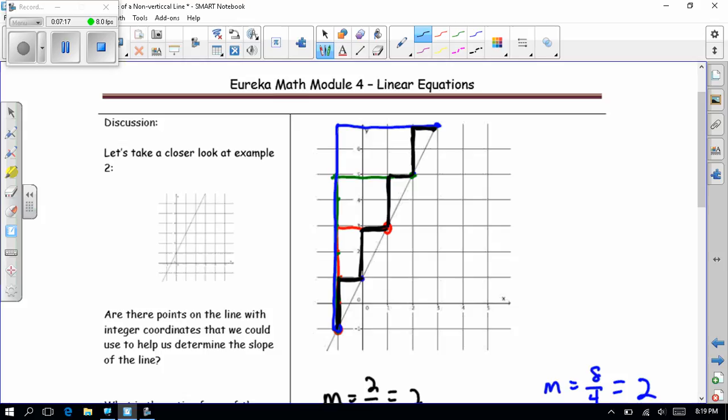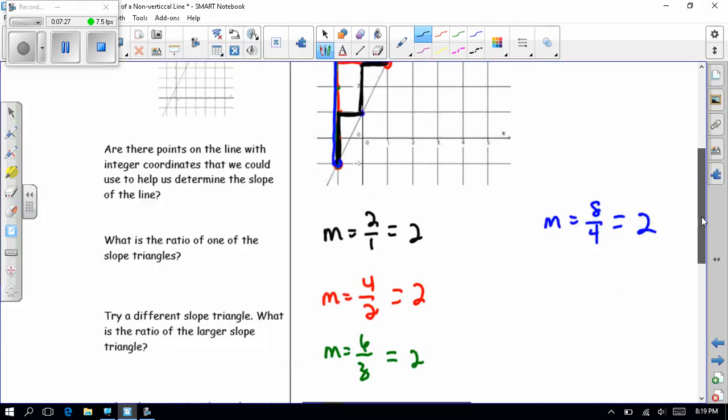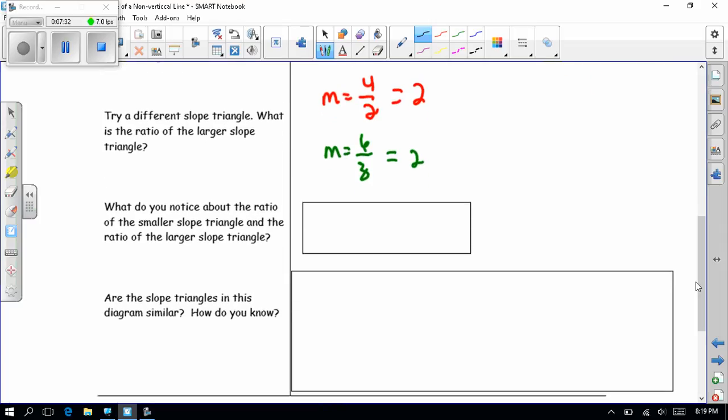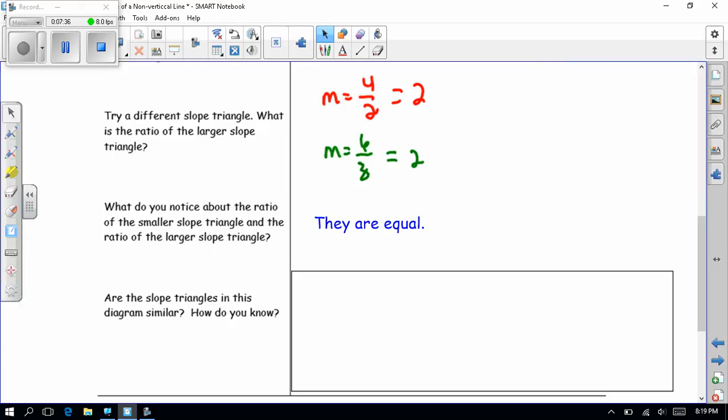Because if all of a sudden the slope between the first point and the second point was 2/1, and then all of a sudden we had a 2/3 or something like that, we know that we wouldn't have a straight line anymore. So what do we notice about the ratio of the smaller slope triangle and the ratio of the larger slope triangle? Hopefully by now you've recognized that they are equal.